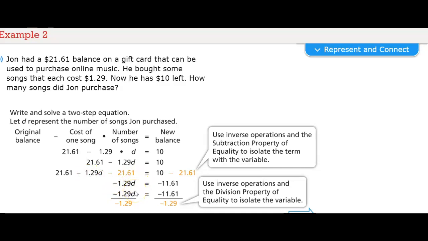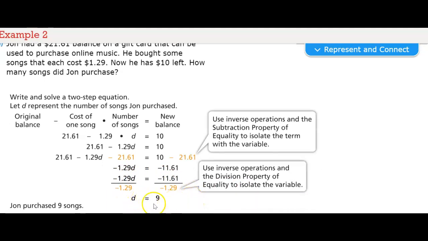Then we want to use the division property of equality to isolate the variable. Because we're multiplying here, we now have to do the opposite, or inverse, which is divide. So we're dividing by the negative $1.29 on both sides of the equation. And we're left with D on the left side, and then negative 11 and 61/100 divided by negative 1 and 29/100 is equal to positive 9. So John purchased 9 songs.